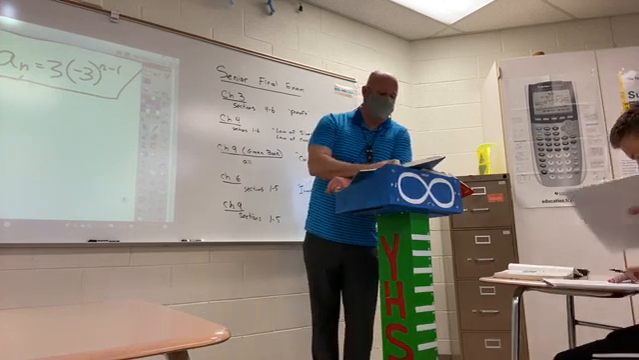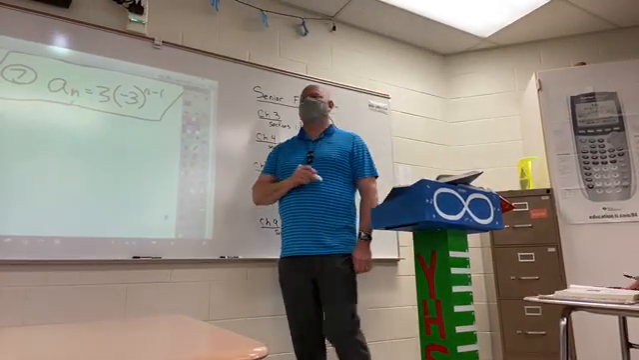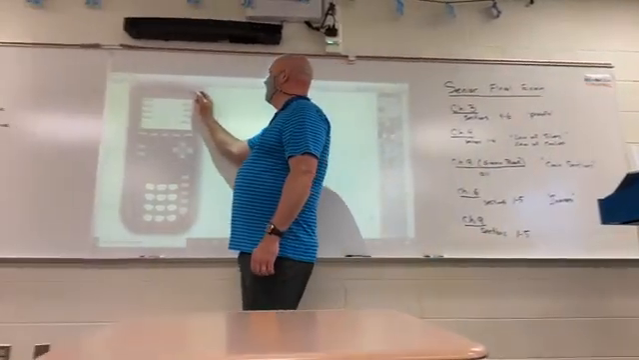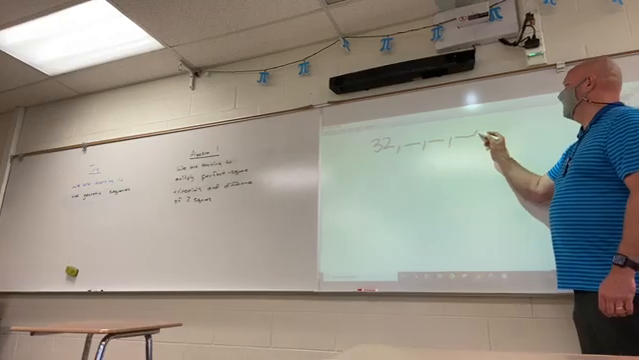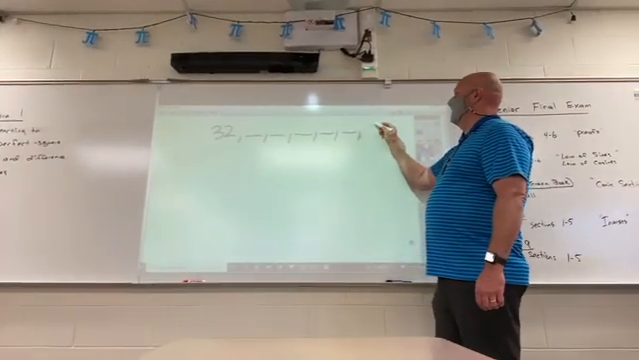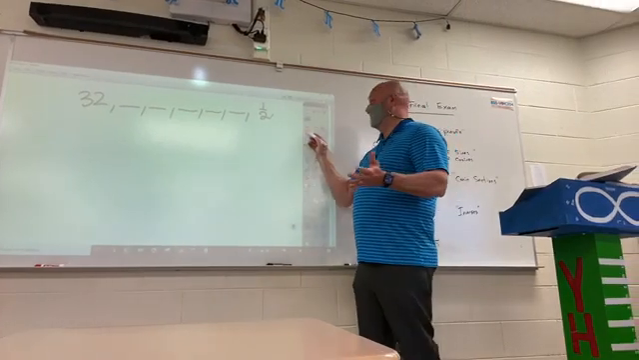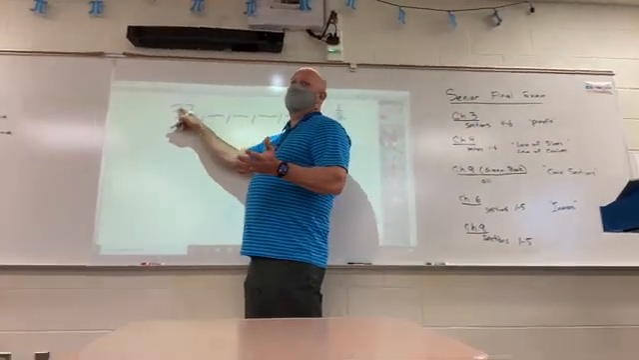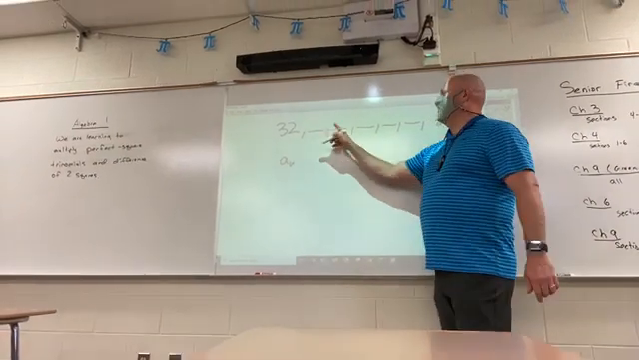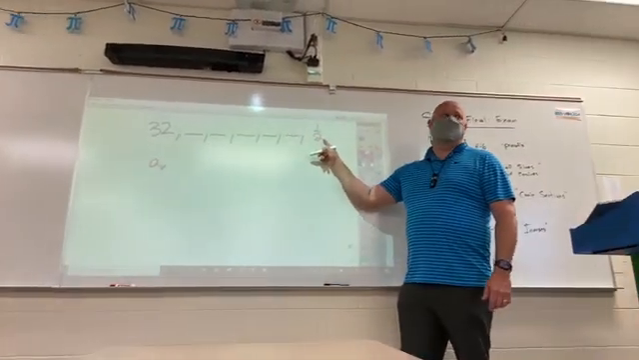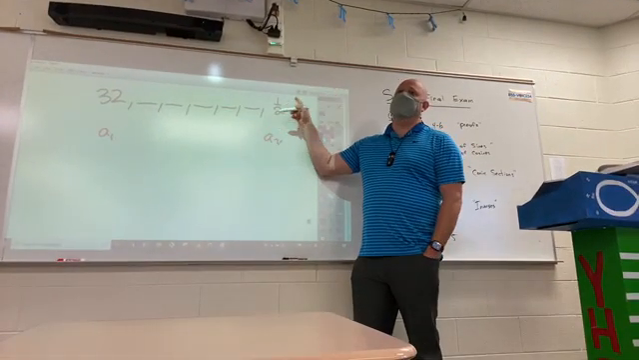So let's look at number 20. It says insert 5 geometric means between 32 and 1/2, right? How do we do these? This is a sub 1, which means 2, 3, 4, 5, 6, a sub 7. Now we're going to write a geometric equation for this one.